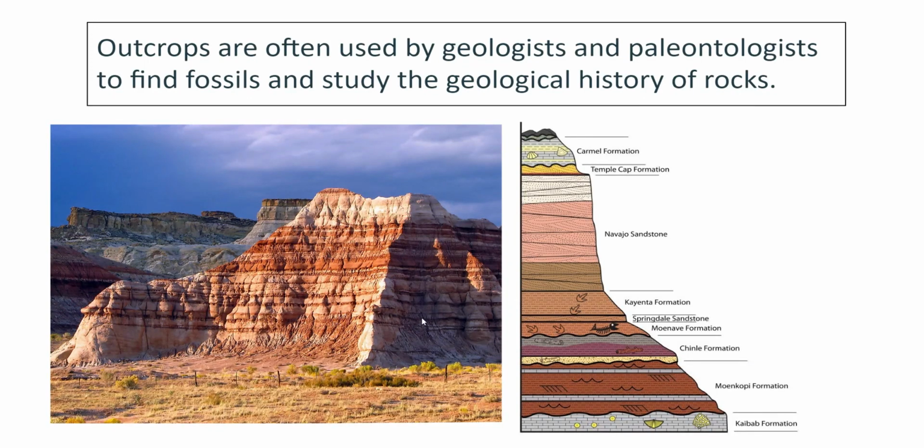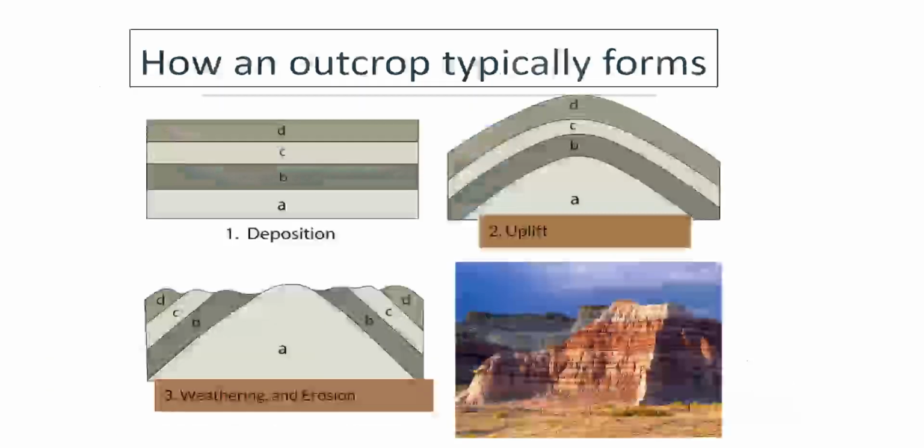So, say this is an outcrop. As you can see, there are many layers of sedimentary rocks that have built up over time, and this rose up through crustal movement, such as plate tectonics. And a lot of these layers may have shells in them, different types of rock formations, and fossils that scientists can use to date rock layers. So, how does an outcrop typically form?